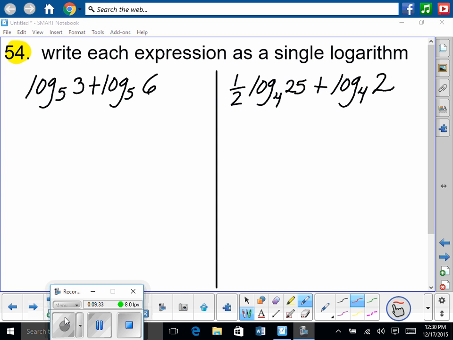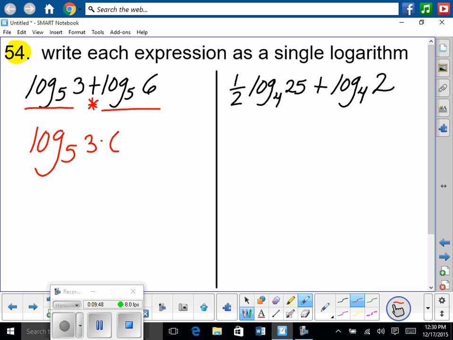Rewrite each expression as a single logarithm. So we have to know properties of logs. So when you add, you multiply. So we're rewriting this as one log. So it's 2 separate logs. We're rewriting it as one log using properties of logs. So that's going to be log to the base 5 of 3 times 6, which is log to the base 5 of 18. This is rewriting it as one log. You could stop there.